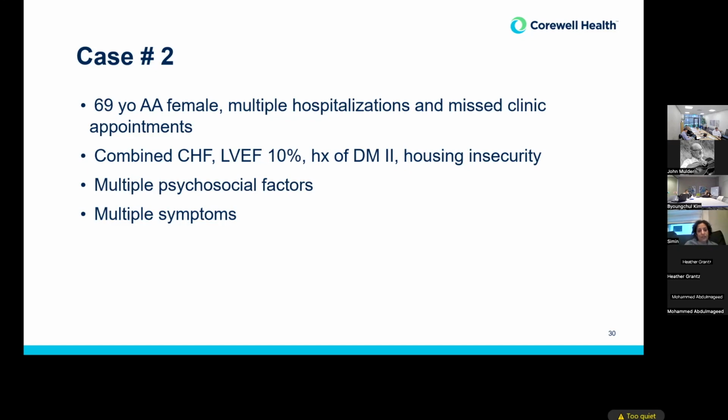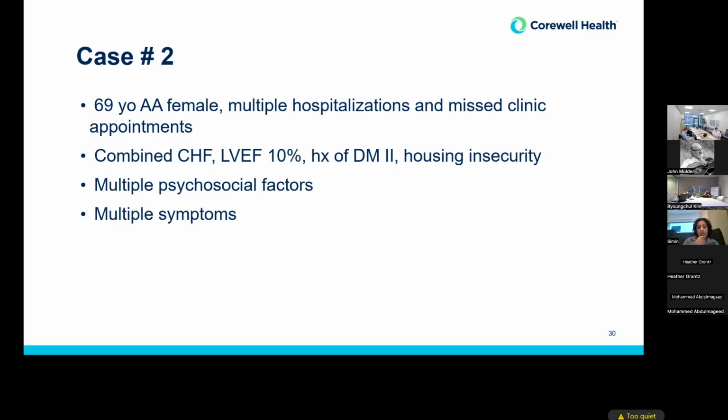And this was a 69-year-old female, a Black woman who had been hospitalized multiple times. She had missed clinic appointments. I think she missed like six or seven, but had never seen me in clinic and had multiple ED visits and hospitalizations. I believe it was in the 50s. And she was seen in September. So for that year it was in the 50s or 60s. So many. And she had combined CHF with an LVEF of 10%, history of diabetes.